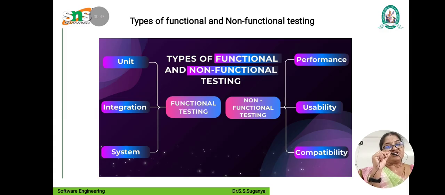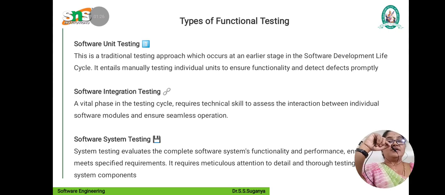When we speak about functional testing, it has been categorized into three major types of testing. We also have some other testings which come under the category of functional, but we are going to see three important key testings called unit testing, integration testing and system testing. When we speak about non-functional testing, we have many different kinds of testing, but the three important key testings are performance testing, usability testing and compatibility testing. So let us now see one by one.